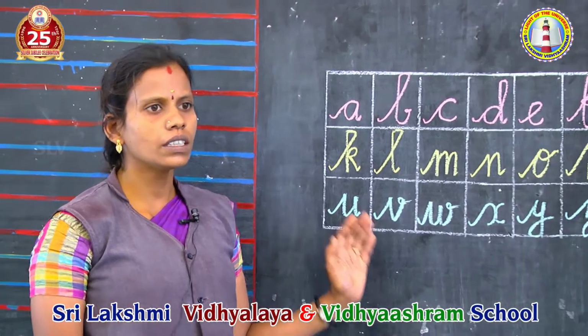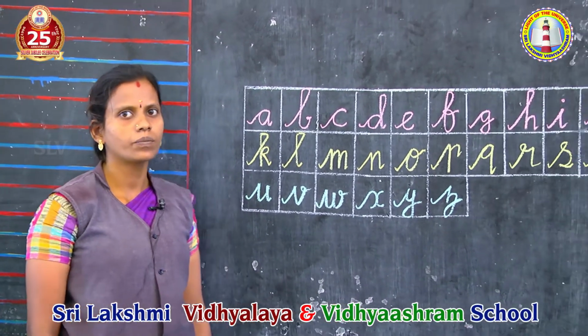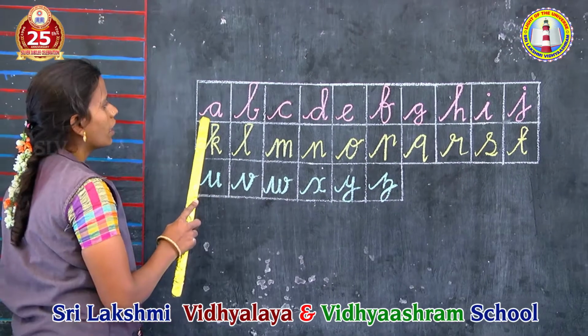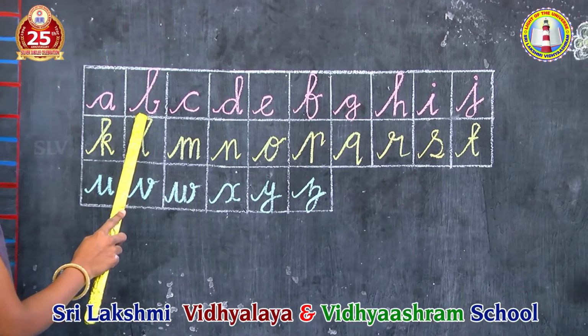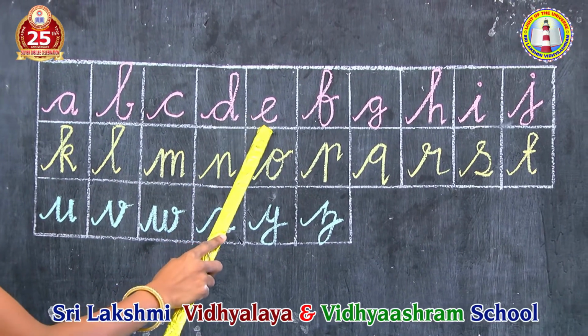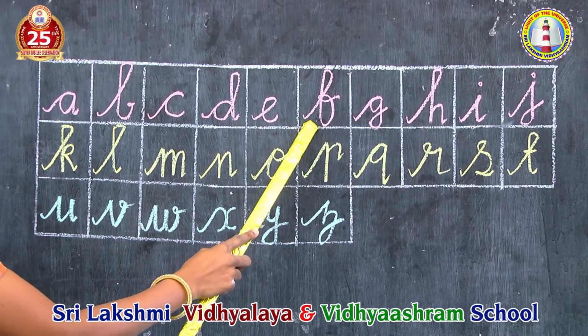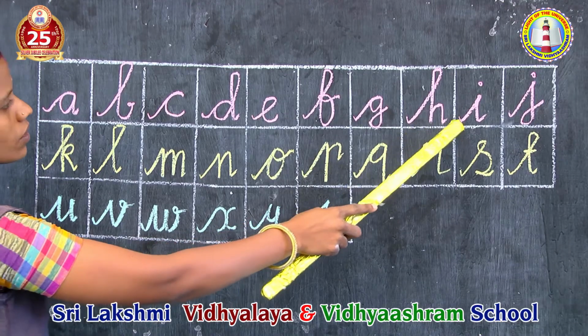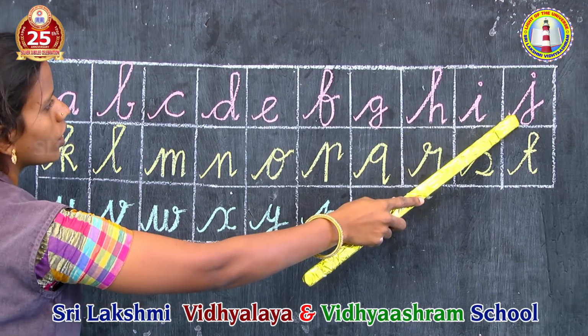We are going to see the stroke letters. We learn the stroke letters A, B, C, D, E, F, G, H, I, J.